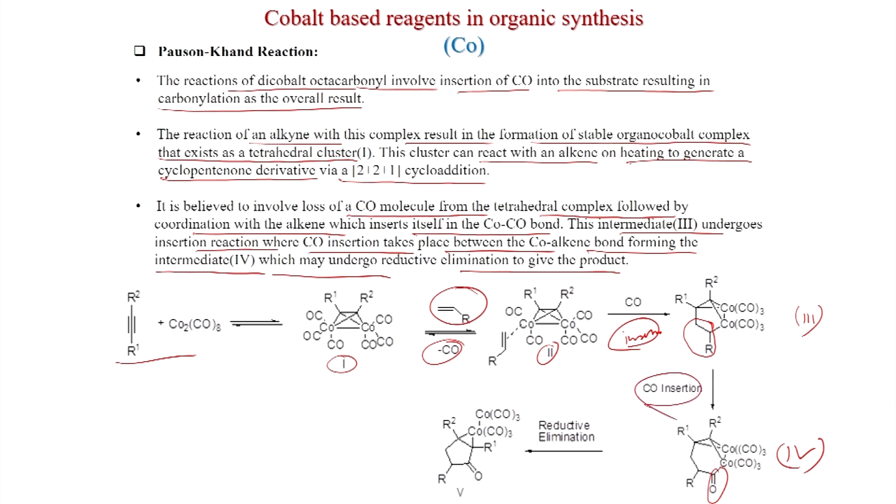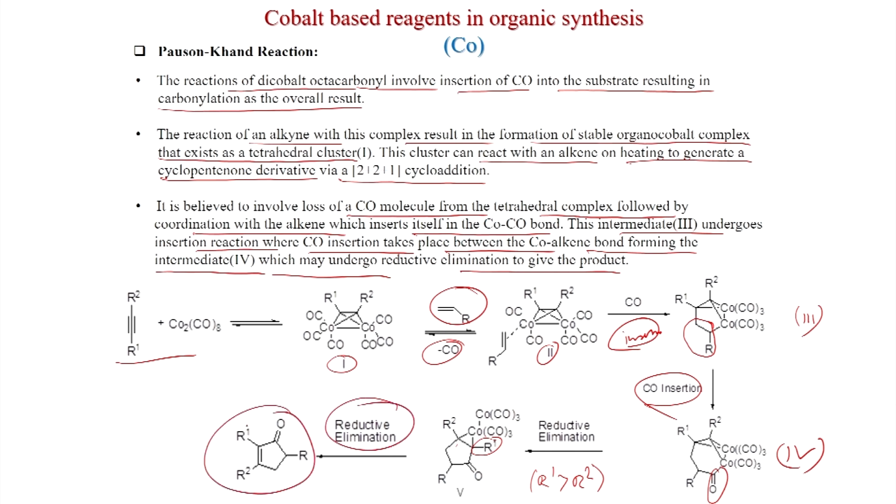So, you get this, and after reductive elimination you get this 5-membered ring, and here R2 and R1 stay like this. Here R1 is bigger in size than R2. So, then you can get this selectivity: R1 will be close to the carbonyl, and after reductive elimination you get this cyclopentanone. So, this is R1, R2 and this is the olefin R.